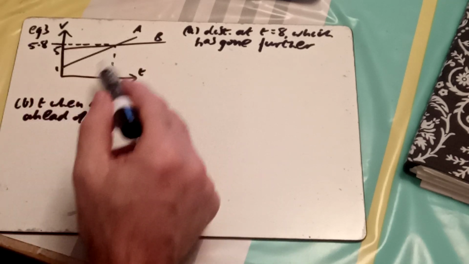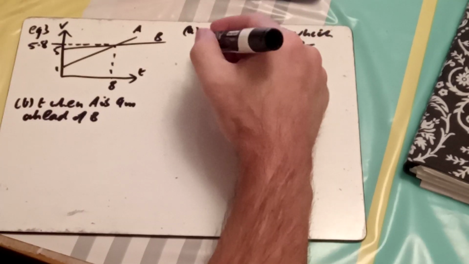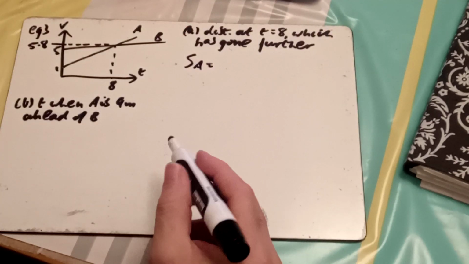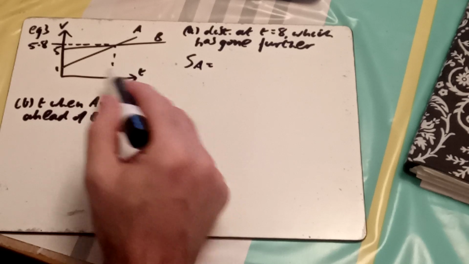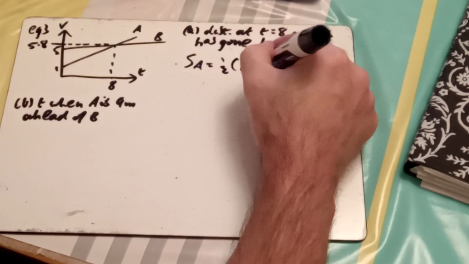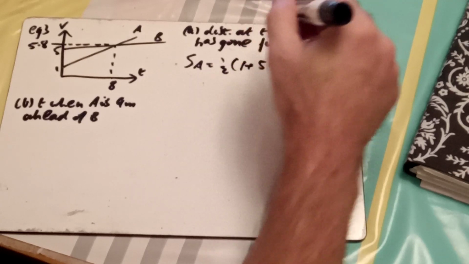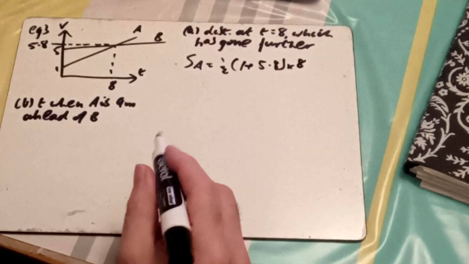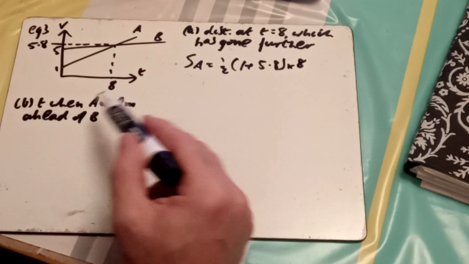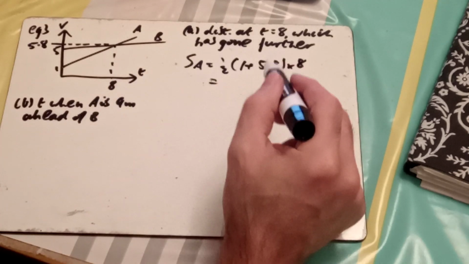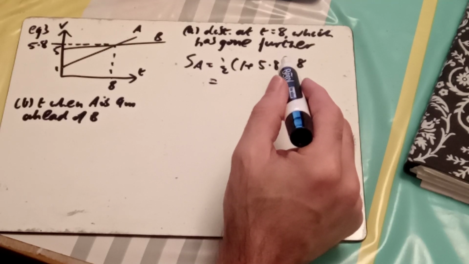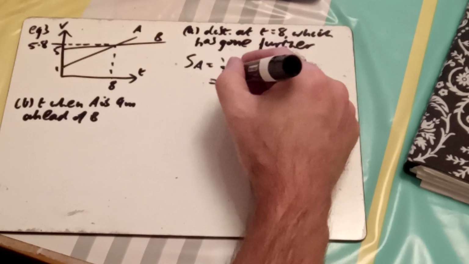So what I can do is, for each one individually, I can just work out the area under the graph. It's the average of the parallel sides, so it's a half of 1 plus 5.8. We're using the speed time equation really, rather than SUVAT, because I've got a velocity time graph. So 6.8 times by 4, 27.2.